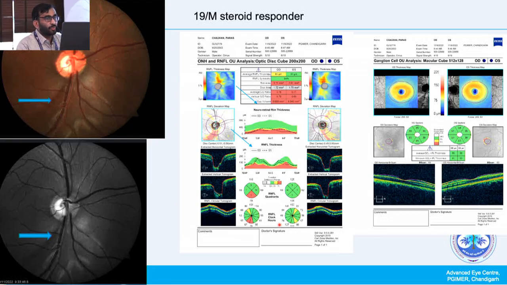So here is a young male steroid responder. You can see there is inferior notching and the corresponding RNFL loss very well marked, and the OCT also picked it up very well, but the GCC area appears normal. Why? Changes in the superior or inferior pole may not be represented in the GCC, because these fibers are not coming from the central ganglion cell area.